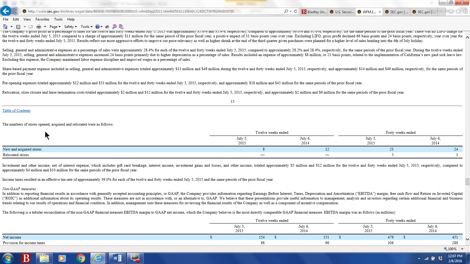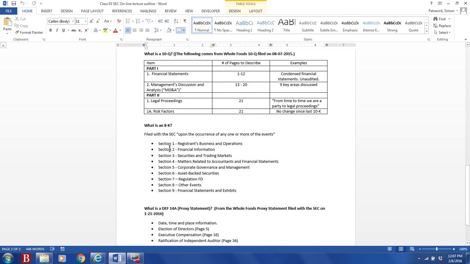So for example, here they're talking about the number of stores that were open in the current quarter, in that same quarter in the previous year, in the year-to-date current year, year-to-date prior year. So management discussion and analysis, letting you know some things that are important.